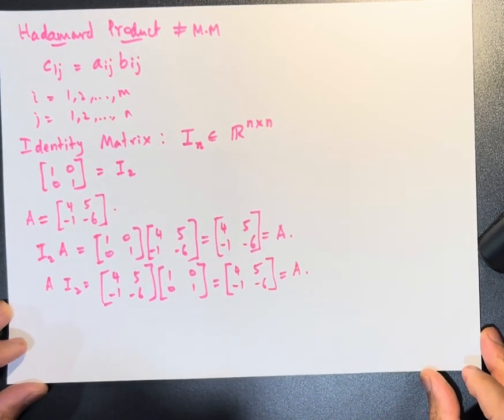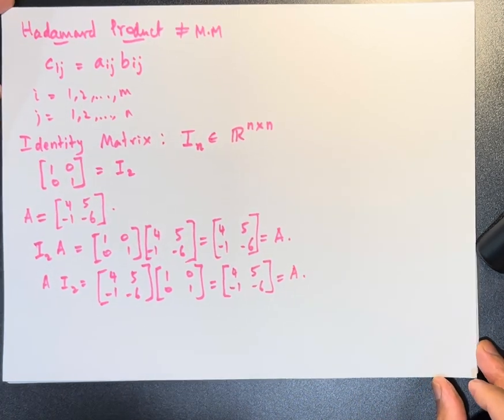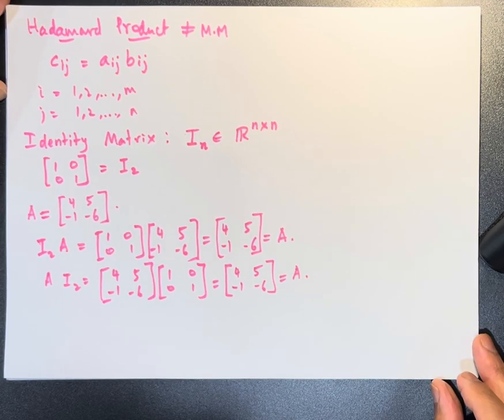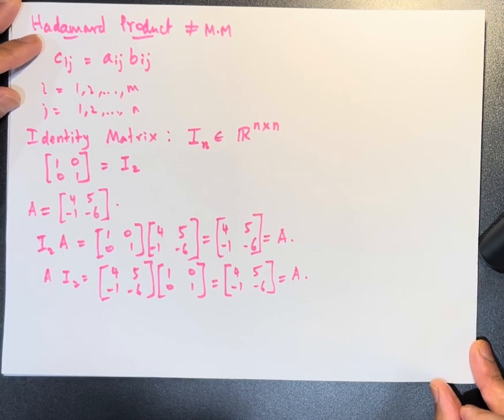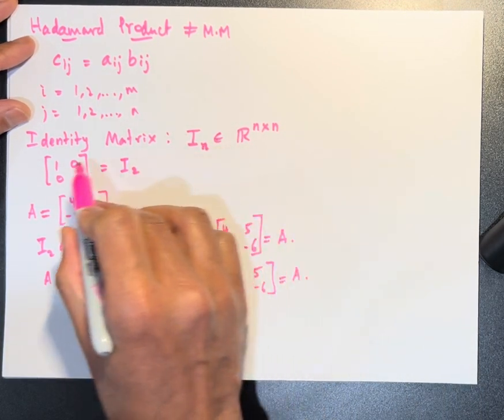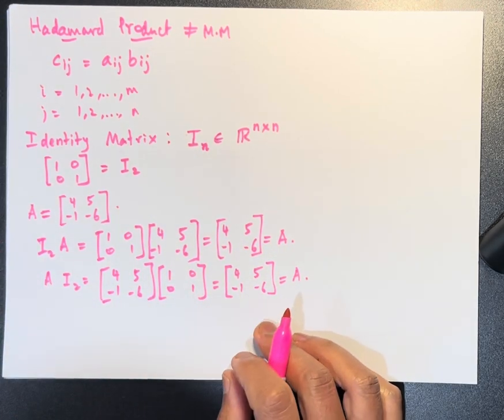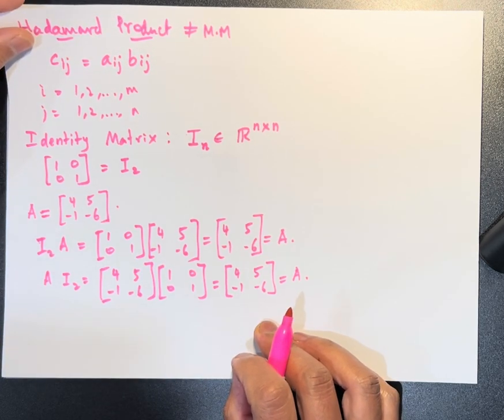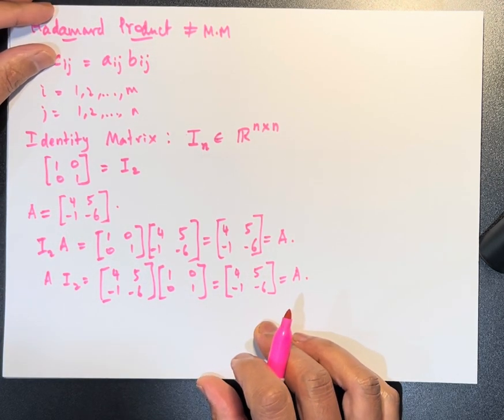So this is why it's called the identity matrix, because it acts like 1 does in multiplication. In regular scalar multiplication, 1 is known as the identity for multiplication. Same thing, this I n is known as the identity matrix with respect to multiplication. Okay, so we'll look at some properties and then we'll close this lecture.